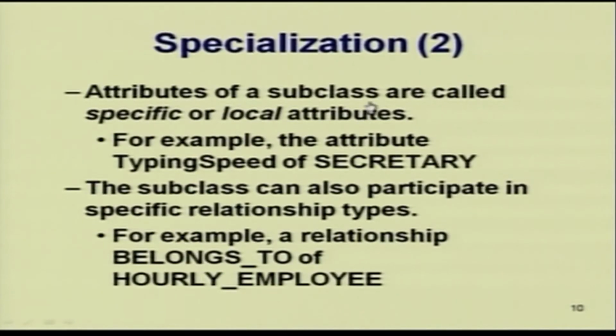Attributes of a subclass are called specific or local attributes, that is the name that you give to the attributes that are special only to the subclass. For example, typing speed was one example of an attribute that belonged only to the subclass secretary. Secretary belonged to the superclass employee, but employee does not have typing speed, only the set of entities that belong to the subclass secretary had typing speed.